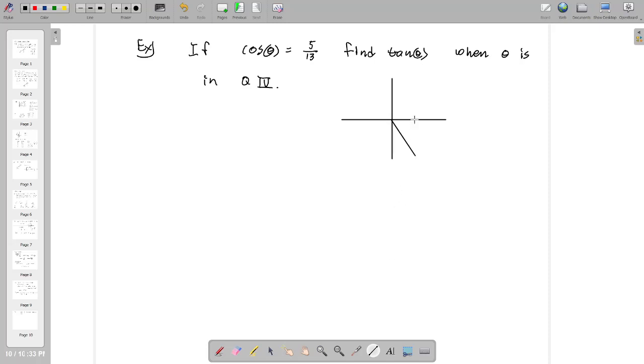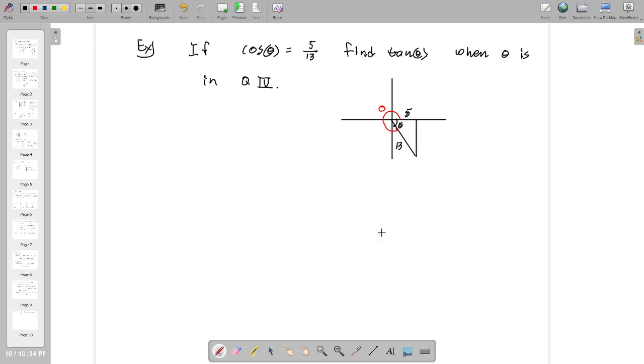Now to draw the triangle, we use this acute angle here. This is theta bar. It's the reference angle. We know that the x value is 5, and we know the hypotenuse is 13. We can write it like this. Since the angle theta is in quadrant 4, giving us a terminal side here, I can tell that my y value is going to be negative.